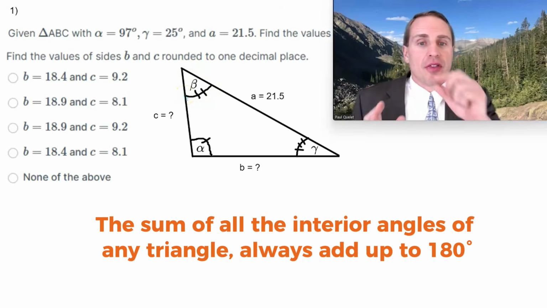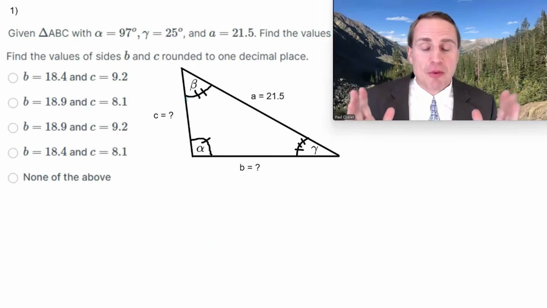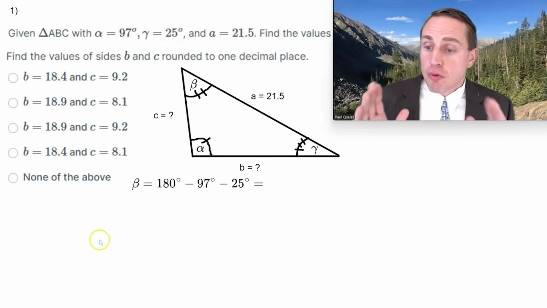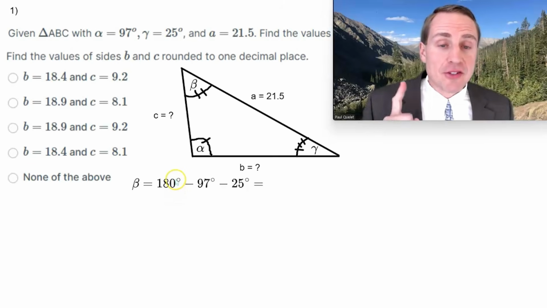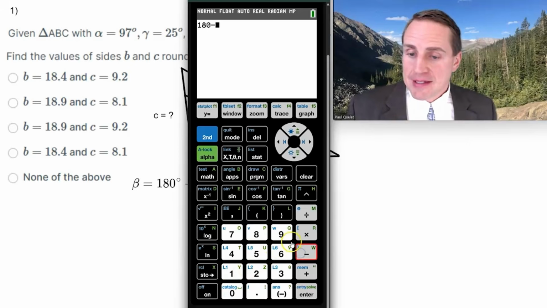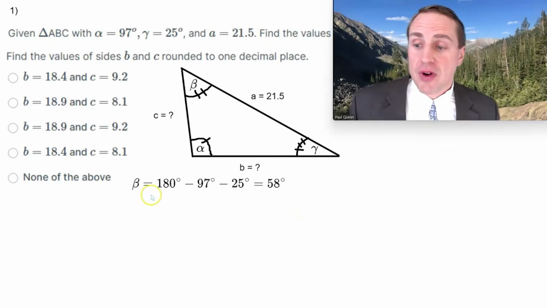Now hopefully you remember, the sum of all the interior angles for any triangle, this just comes from geometry, is 180 degrees. So let us take 180 degrees minus 97 degrees minus 25 degrees, and then we should come up with angle beta. So we'll write down this calculation right here, and then let's perform the calculation in the calculator. So 180 degrees minus 97 degrees minus 25 degrees, that looks like it should be 58 degrees. So let's write this down. Okay, so 58 degrees for angle beta.